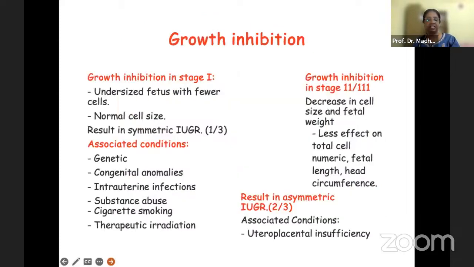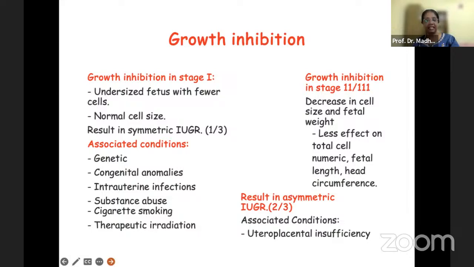If you look at the growth inhibition in stage 1, the baby will be small with fewer cells. The cells will be numerically small, but maybe the cell size is normal. This results in symmetrical IUGR. It's about the first stage. 1/3 of cases have symmetrical IUGR. The associated conditions are genetic, congenital, infections, smoking, substance abuse, and irradiation.